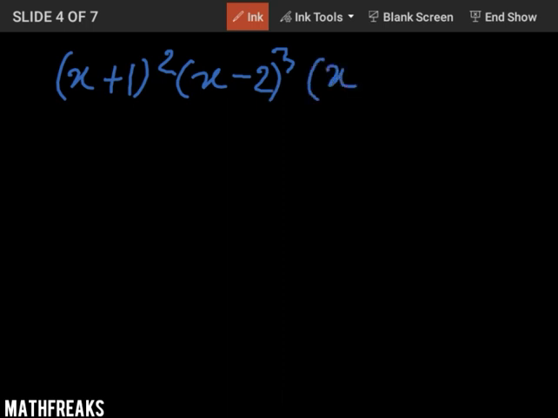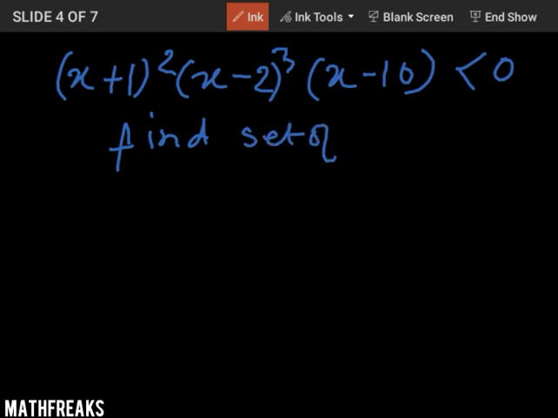Now let's take an example. Say (x plus 1) whole square multiplied by (x minus 2) whole cube multiplied by (x minus 10) is less than 0. Find the set of solution. Find the solution of the expression. Try it yourself.